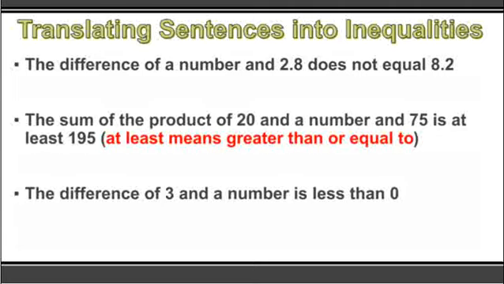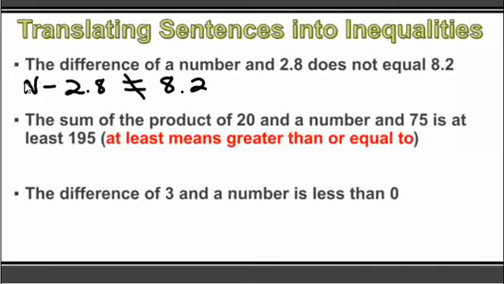Other examples, the difference of a number and 2.8 does not equal 8.2. So again, the keyword difference means subtraction. What am I subtracting? A number and 2.8. It says does not equal, so the equal sign with a slash through it, not equal 8.2.